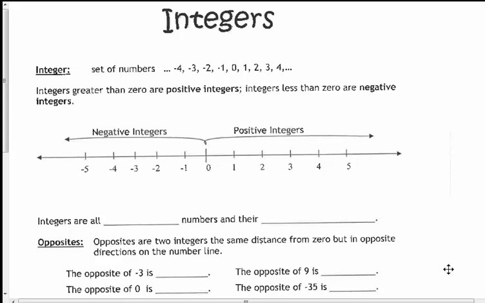The integers are a set of numbers that go on infinitely negatively, negative 4, negative 3, negative 2, negative 1, 0, positive 1, positive 2, positive 3, positive 4, all the way through infinitely high to positive numbers. Integers greater than 0 are positive. So anything to the right of 0 is positive, and anything to the left of 0 is negative.